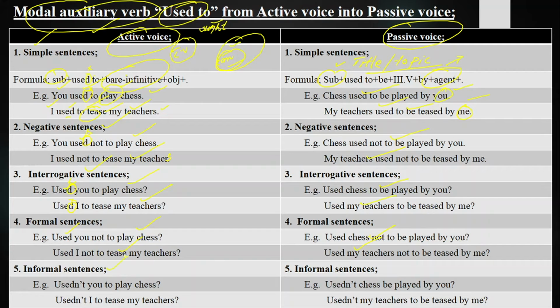Informal sentences, those sentences in which we ask question, deny the statement, we ask them in an informal way, all called informal sentences. In informal sentences, let me clear it for you people first.